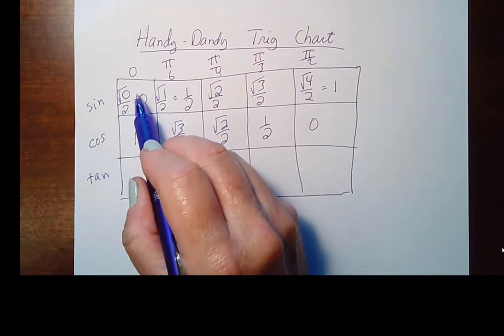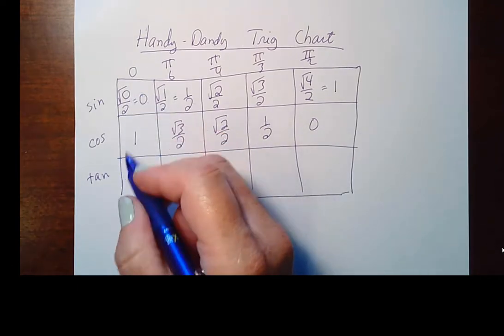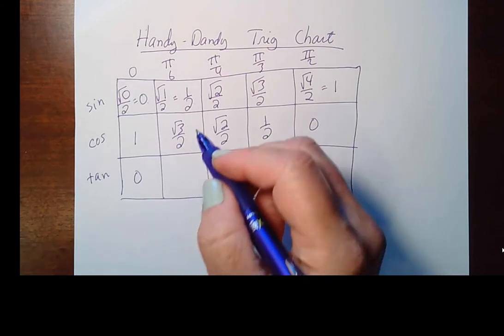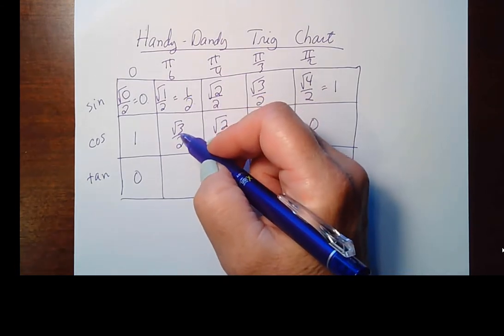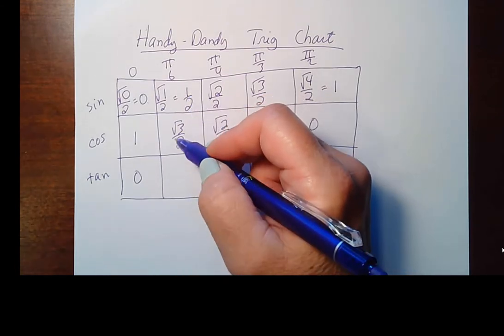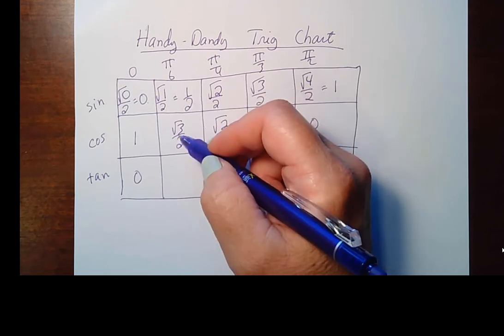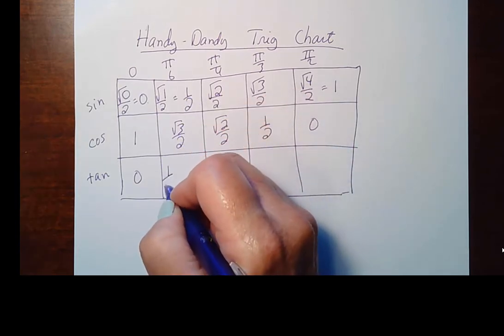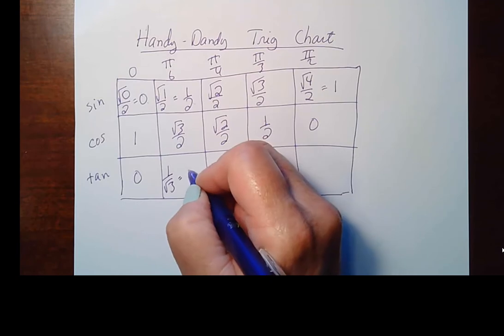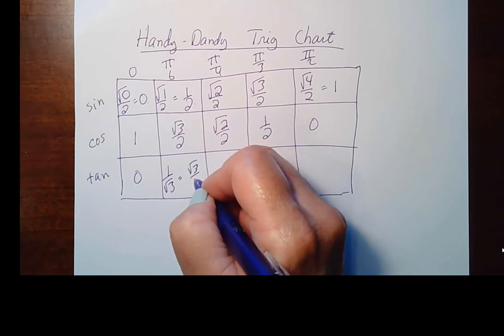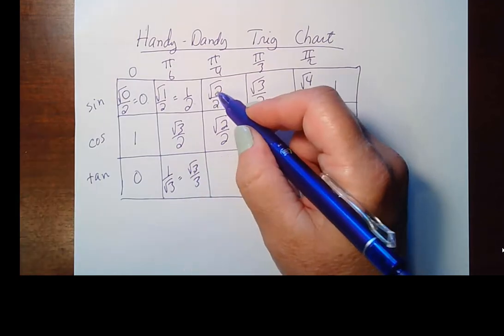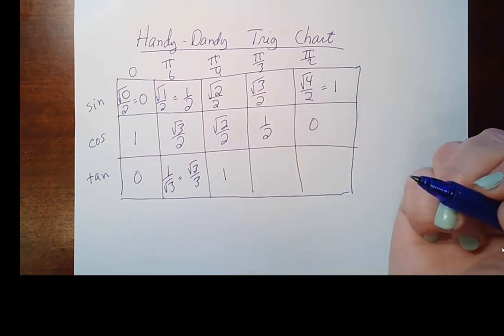And how do you get tangent? It's sine over cosine. 0 over 1 is 0. 1/2 divided by root 3 over 2 is the same as 1/2 times the reciprocal. The 2's would cancel. You would have 1 over square root of 3, which I like to rationalize. That's square root of 3 over 3. Okay? Any non-zero number over itself is 1.